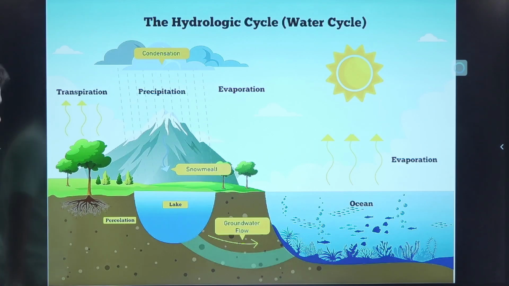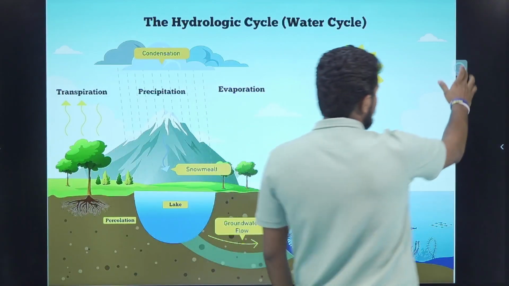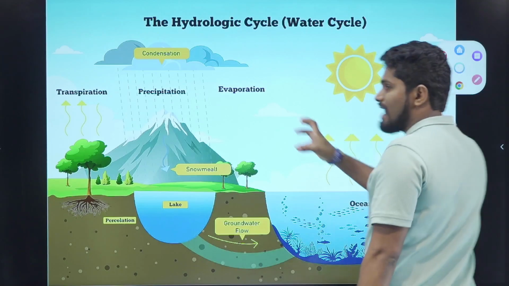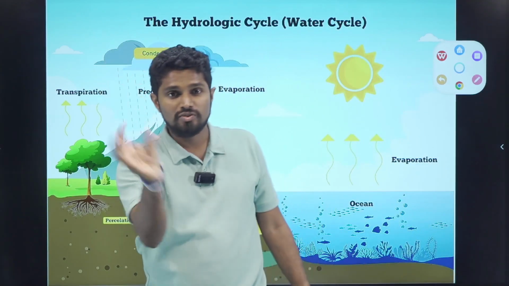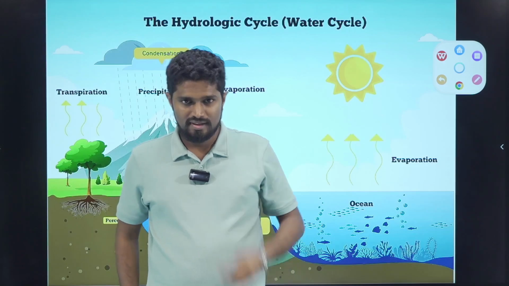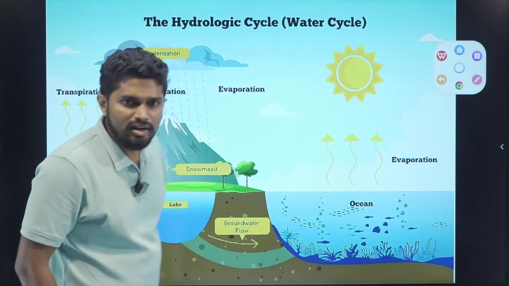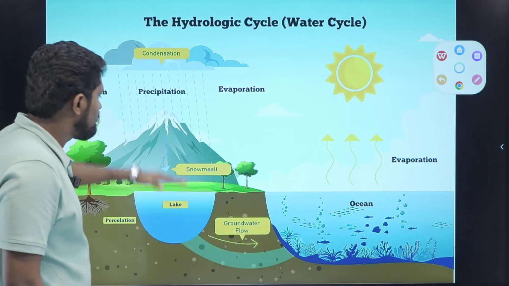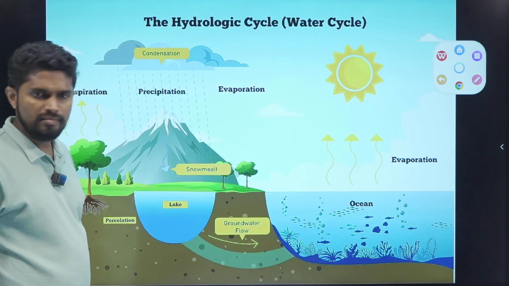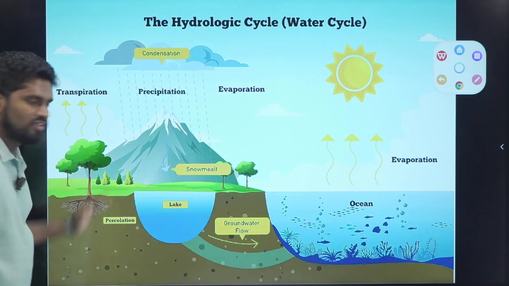Precipitation. Clear? Precipitation is happening in some ways, as rain or as snow. Those are the ways precipitation happens. And after this water comes down, there are some processes that happen.